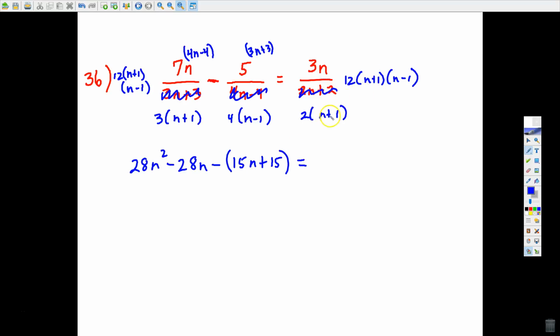All right, over here the n plus 1's cancel. 12 divided by 2 is 6. 6 times n minus 1 is 6n minus 6. And multiply that by 3n. 18n squared minus 18n. All right, so let's simplify.